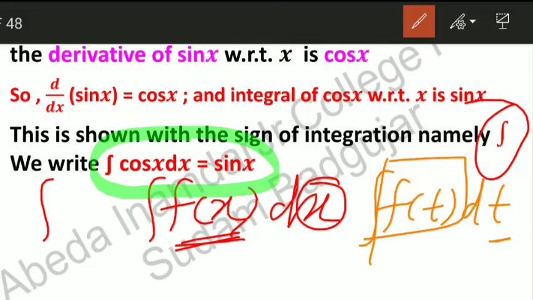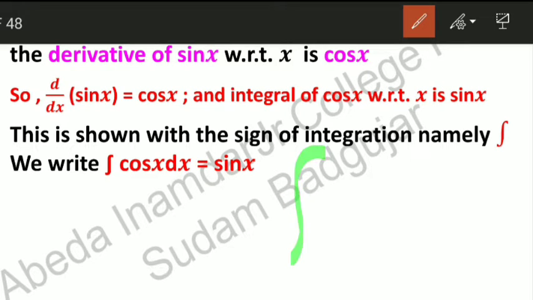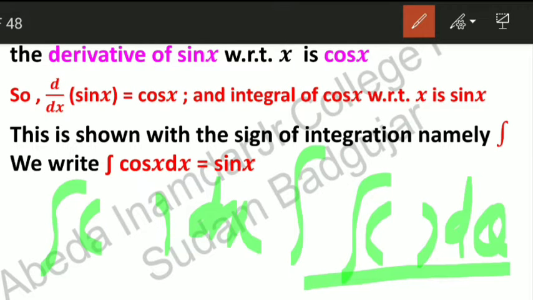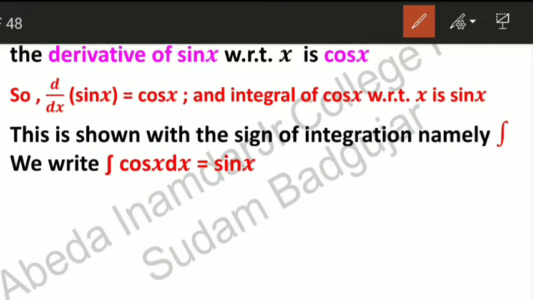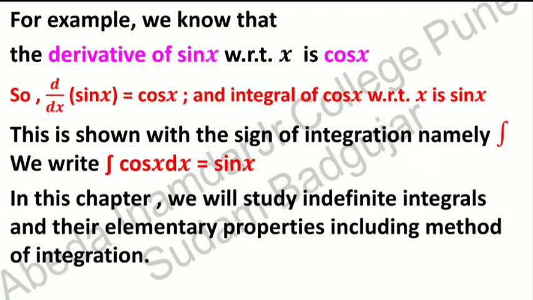So remember, the integration symbol is nothing but this sign. It's very simple. This sign, a function here, into dx, or some function into d theta, which means theta is the variable and you have to integrate the function with respect to theta. So integration of cos x dx is equal to sin x because the derivative of sin x is cos x.